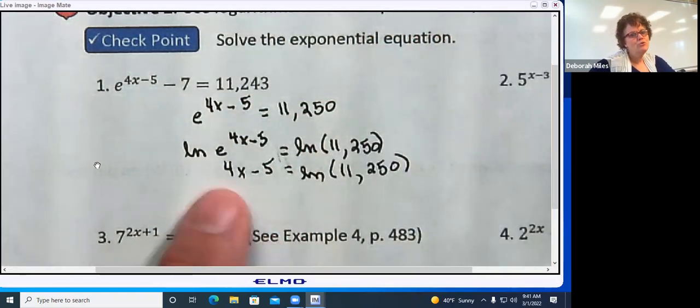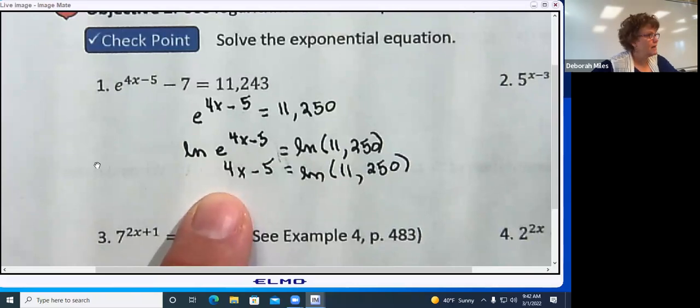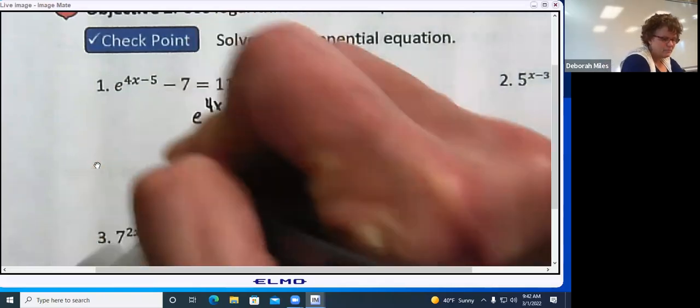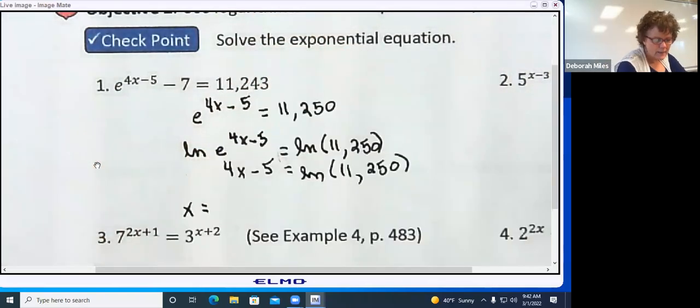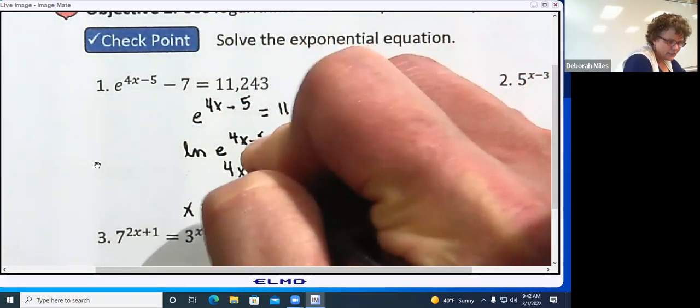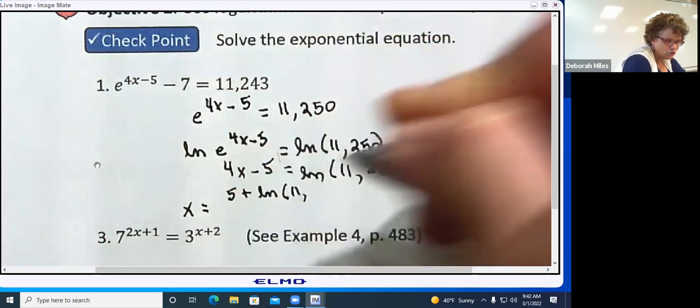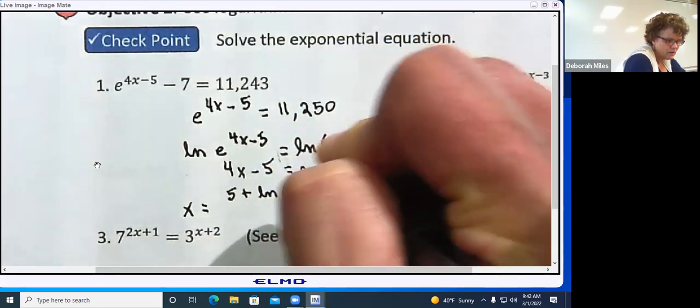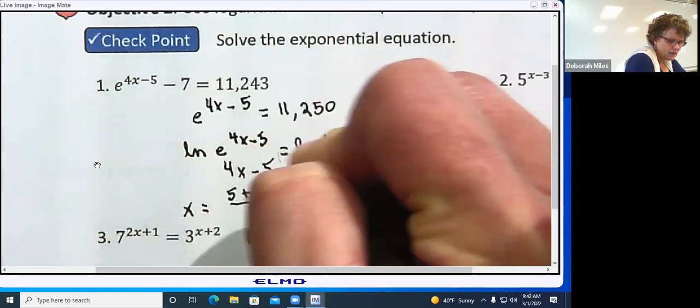And then what 2 things would get the x by itself? What 2 steps? Add 5 to both sides and divide by 4. That would give me x equals, I'll write the 5 first, 5 plus natural log of 11,250 divided by 4.